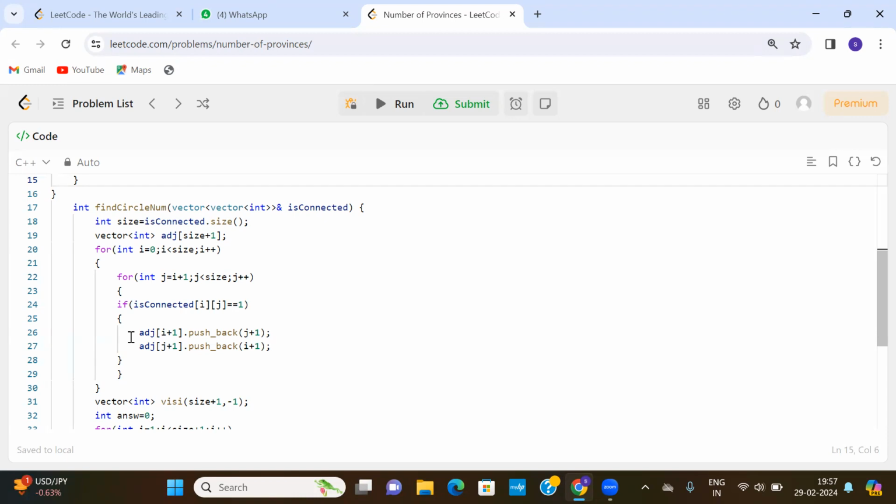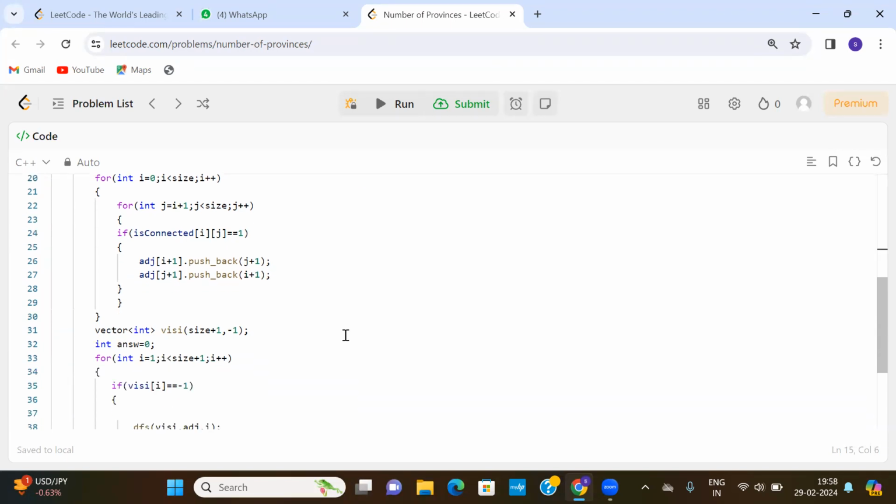So what we will do: adjacency at the index of i plus 1 dot push_back j plus 1, and adjacency j plus 1 dot push_back i plus 1. This will help us to form the graph. Once this loop gets completed, in the adjacency list we have the components which are connected to each other. We have the edges with us.